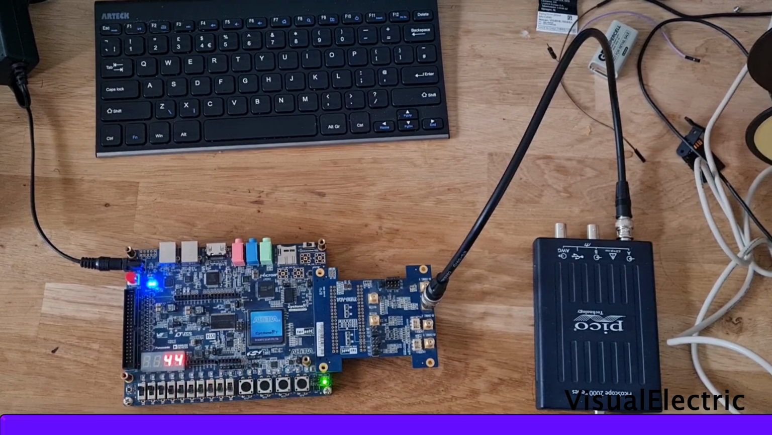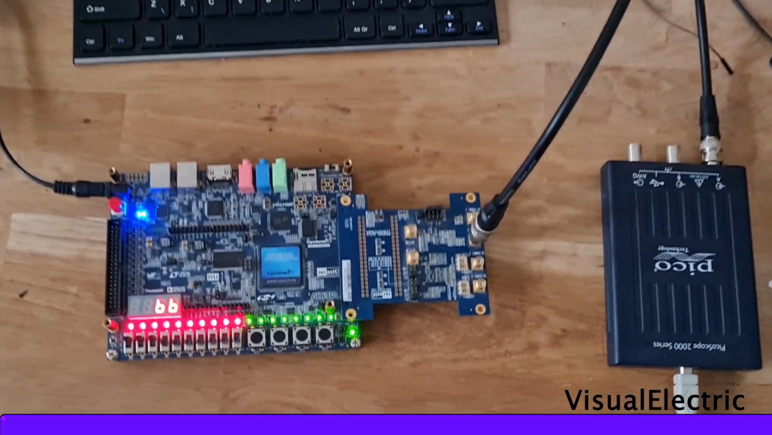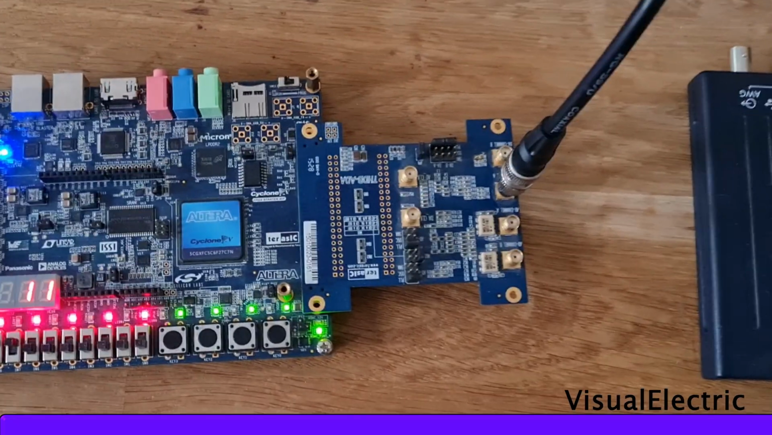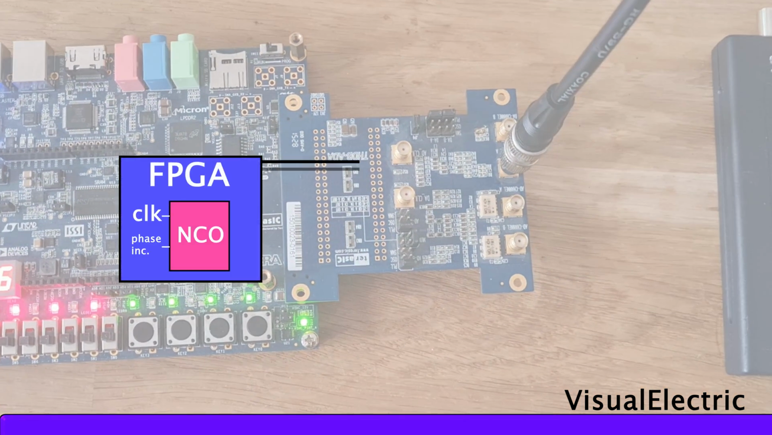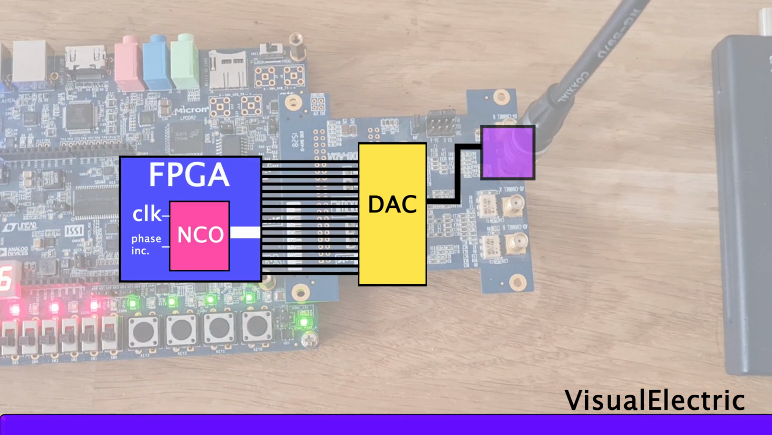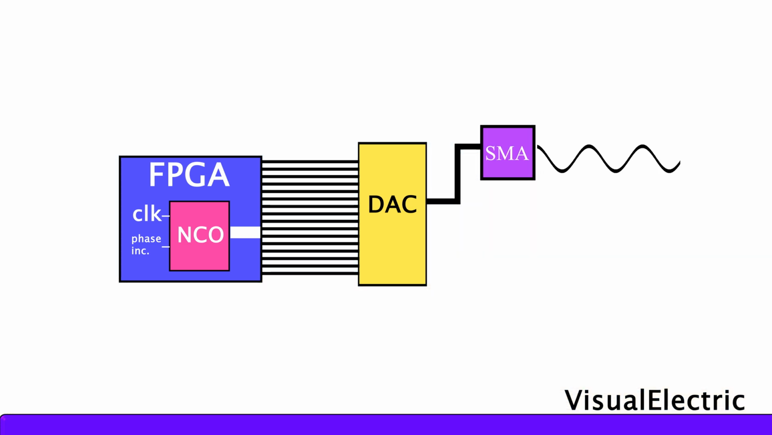And in this video, we're going to look at how an NCO works, how we can design an NCO for a particular output frequency, and then how we can implement this NCO in Quartus and view the waveform coming out of the DAC using the picoscope. Hopefully by the end, you should be able to turn your FPGA into a signal generator. Let's get started.